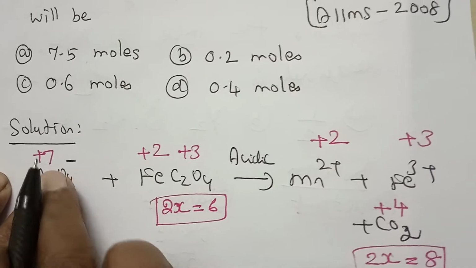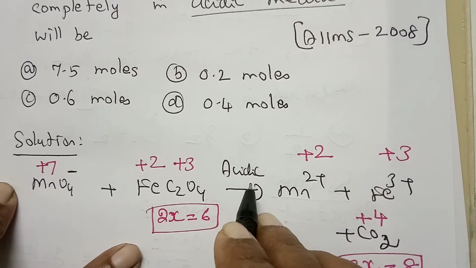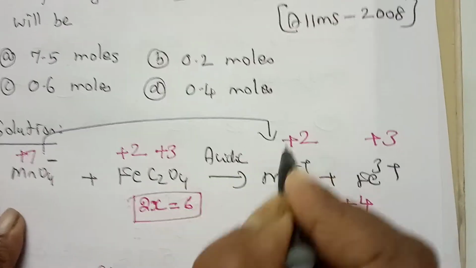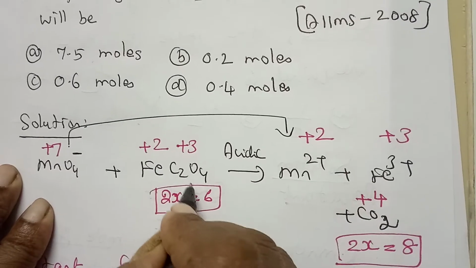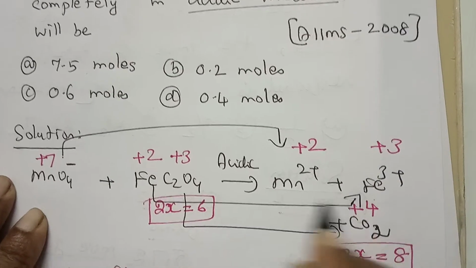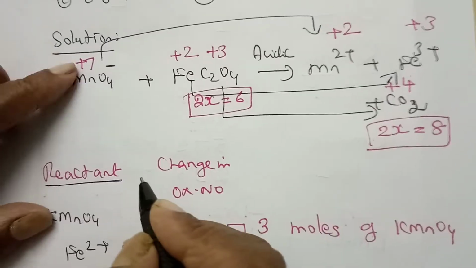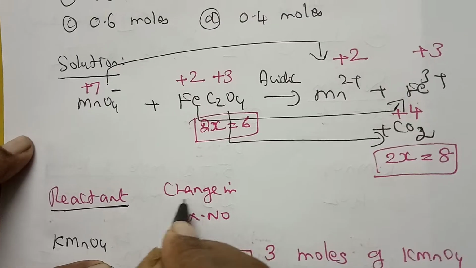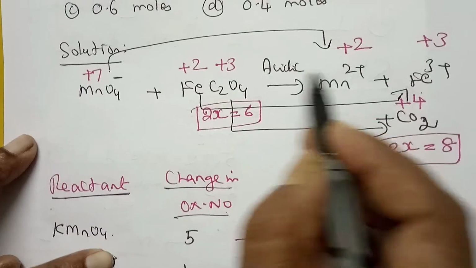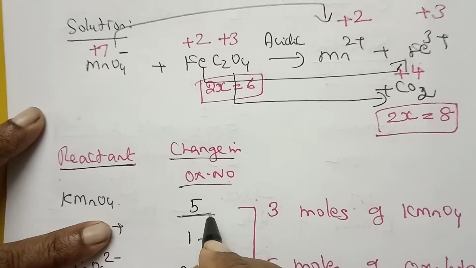Write permanganate with the oxidation state +7, and ferrous oxalate, acidic medium. As usual in acidic medium, the permanganate is reduced to Mn2+ and the oxalate is oxidized to carbon dioxide, as well as ferrous to ferric. Now let us see the same pattern here. What is the name of the reactant? First you write the permanganate. Then the next heading is change in oxidation number. Here +7 to +2, so the difference is 5. So here you write the change in oxidation state of manganese is 5.